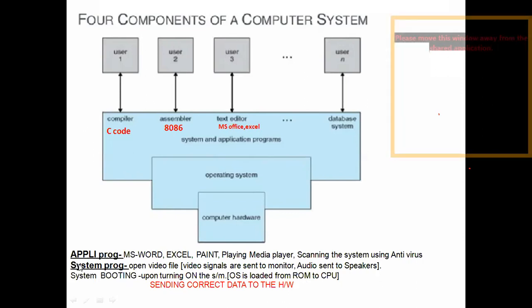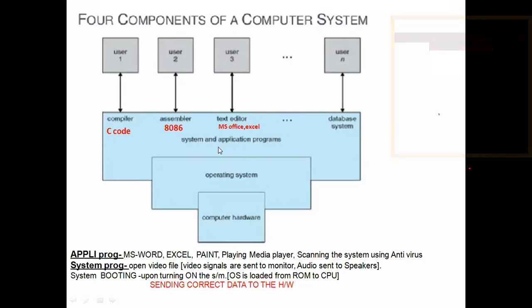So here I mentioned examples of application programs as well as system programs. And according to this particular figure, what you can notice here is that again, we have the user layer and the system programs or application programs, and all the application programs will run on the operating system, and the bottommost layer is the hardware machine.